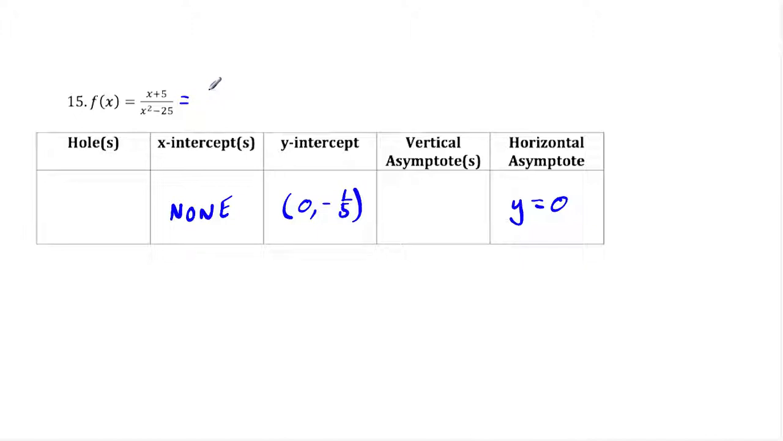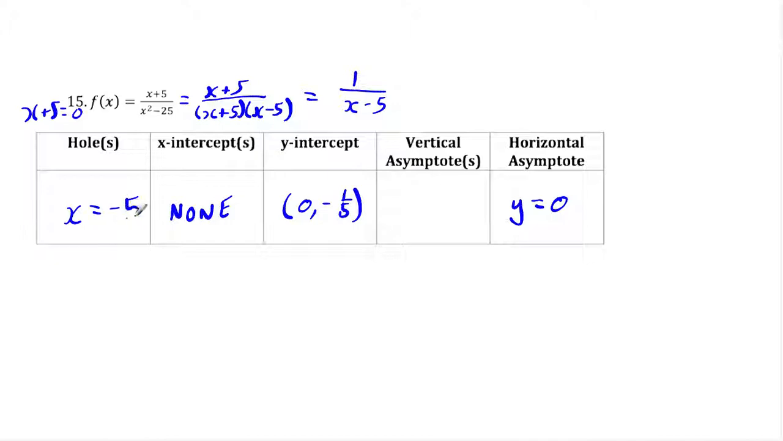Now if I factor this, I get x plus 5 in my numerator. The denominator is a difference of 2 squares, so that's x plus 5 times x minus 5. If I reduce that, the x plus 5's cancel. So they actually give me the hole. So the hole is going to be x plus 5 is equal to 0, which tells me that x is equal to negative 5. The vertical asymptote is the remaining factor in the denominator. So x minus 5 is equal to 0. So that tells me that x is equal to 5.